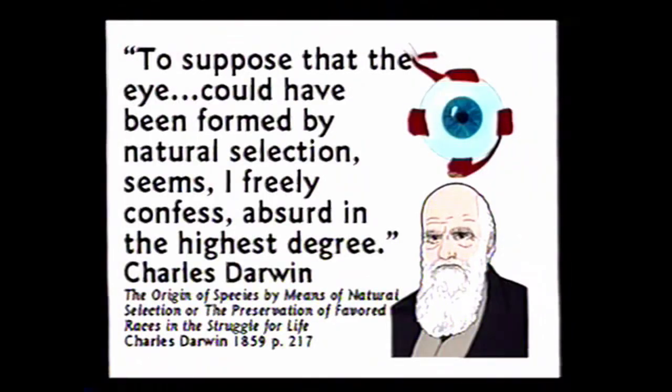Now, Charles Darwin said something interesting in his book. In this book, right here, Charlie Darwin said, on page 217, he said, "To suppose that the eye, the human eyeball, could have been formed by natural selection seems, I freely confess, absurd." Did you know eyeballs are real complicated? But then Charlie goes on for the next 2 pages and says, but it must have done it because, after all, they're here. It must have evolved because we have them. I mean, that's his kind of logic, okay?